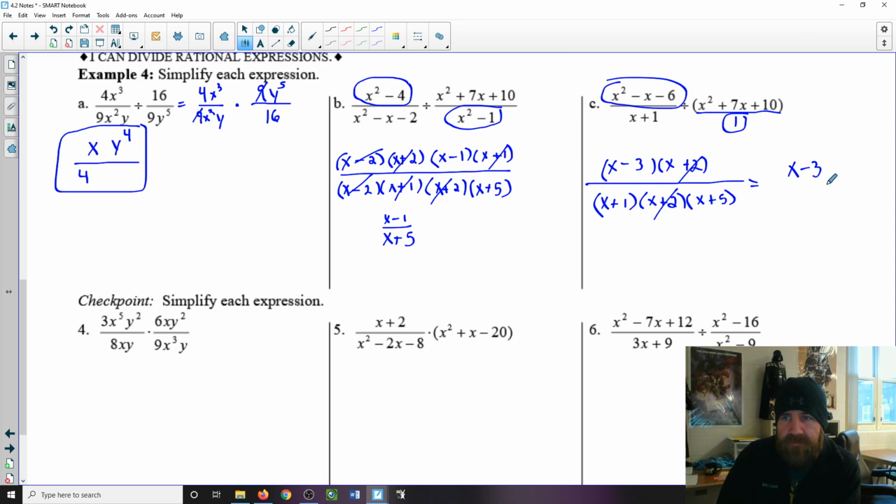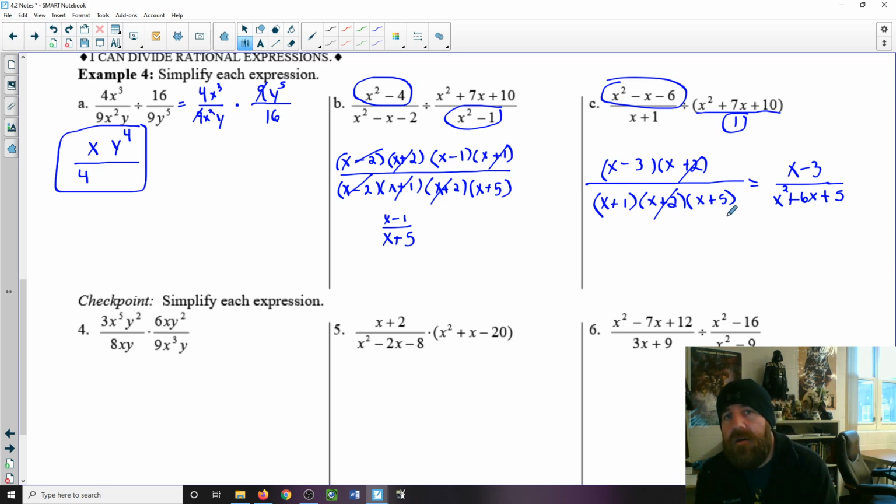So we're left with x minus 3, and then we're going to put these back together. So x squared plus 6x plus 5. And again, if we wanted answers that would make this undefined, we would say x cannot equal negative 1 and x cannot equal negative 5.